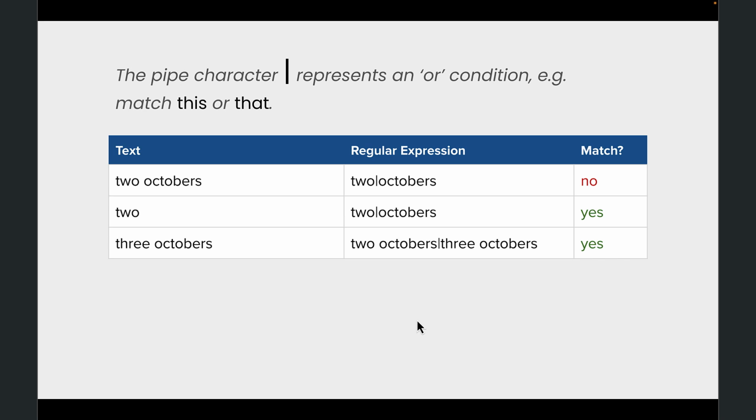In the second example, yes, it will match the word 2 because it's saying match 2 or octobers. And the third example also. So it tries matching 2 octobers, it doesn't match, and then it tries the next one and it finds 3 octobers, yes, it matches, so there you go.